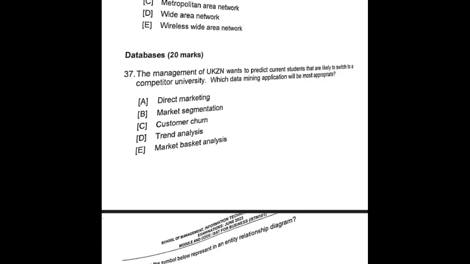Why? Trend. Now trend analysis is more for businesses, for sales and whatever, right? But if you're looking at students, it's a particular market. So for UKZN, aren't the students technically customers? So customer tune is basically details about what your customers are going to do, right? So that is why students are customers of UKZN, and therefore it's customer tune.